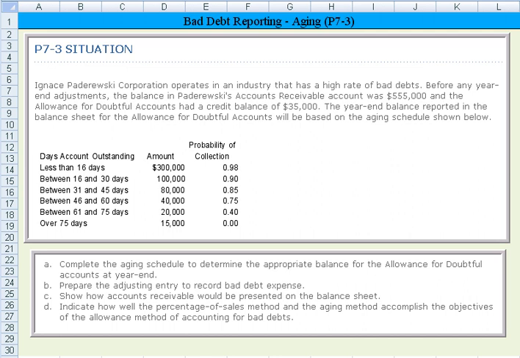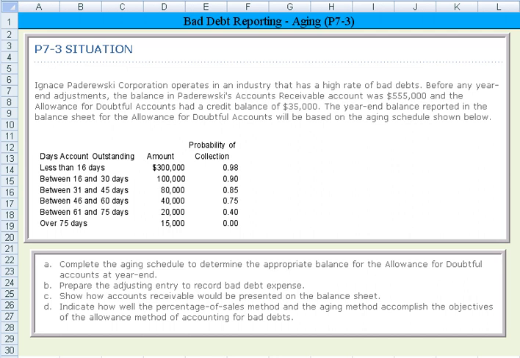Let's take a look at problem 7-3, which deals with bad debt reporting and aging. Ignace Pedorowski Corporation operates in an industry that has a high rate of bad debts. Before any year-end adjustments, the balance in the company's accounts receivable account was $555,000, and the allowance for doubtful accounts had a credit balance of $35,000.